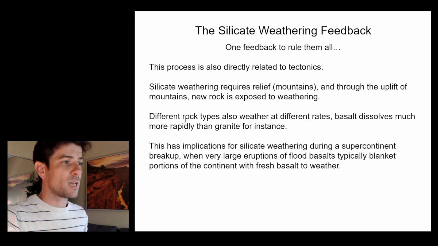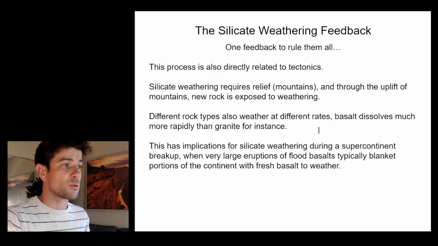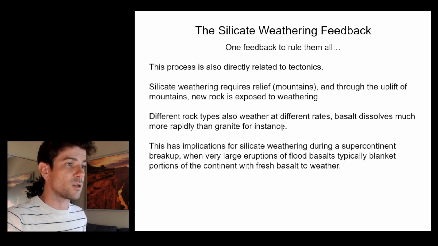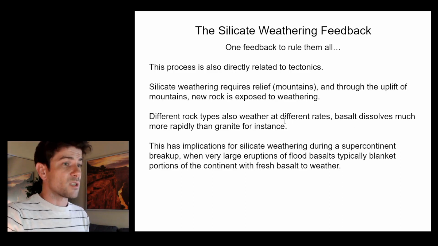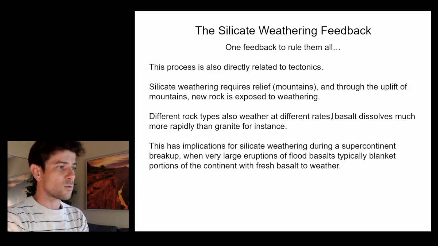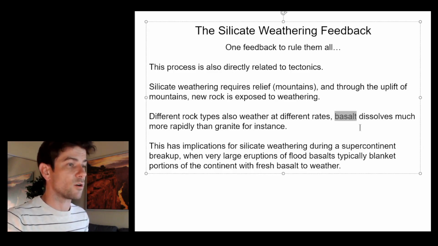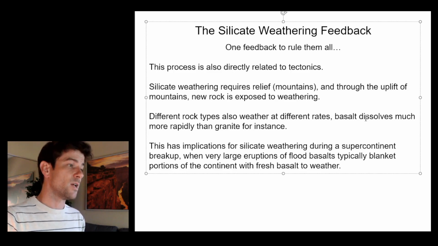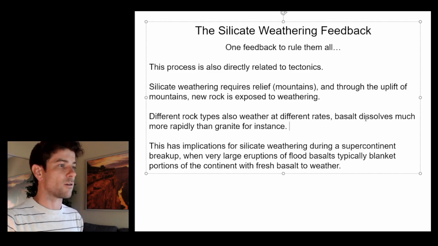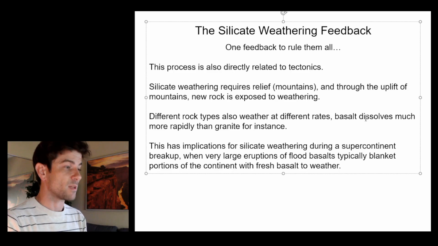Okay. Different types of rock also weather at different rates, for the record. Basalt dissolves much more rapidly than granite, for instance. And so if you erupt a bunch of basalt, like continental flood basalts, which happens from time to time, they could weather very rapidly. It's also worth mentioning that those same basalts contain a lot of phosphorus, and so you can drive productivity that way. And so by erupting massive continental flood basalts and weathering them very rapidly, you might be able to draw down CO2 in the atmosphere very, very rapidly, very low.